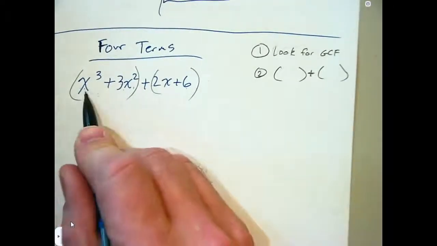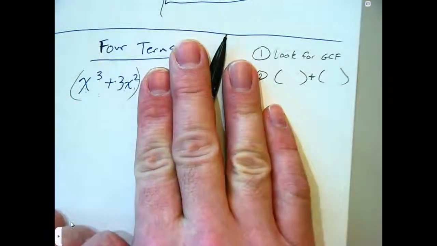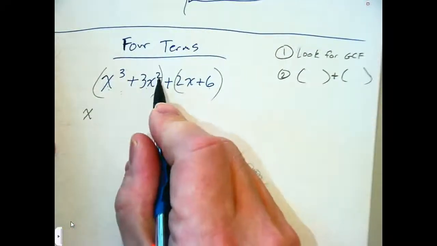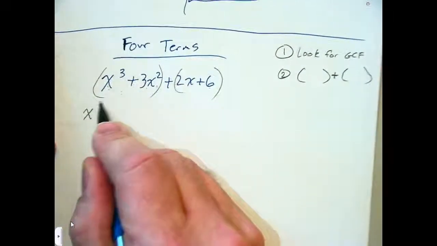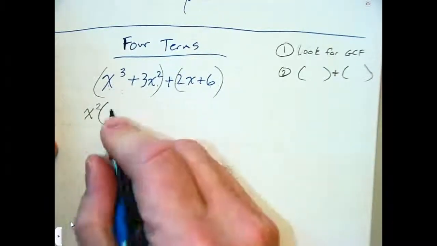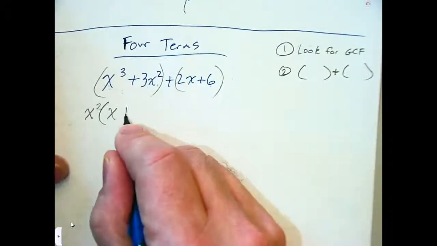That means what goes into x cubed and 3x squared. Ignore the back. What goes into these 2? X. How many x's? It's always the smaller power. X squared. So x squared times what's x cubed? X. And x squared times what's 3x squared? 3.